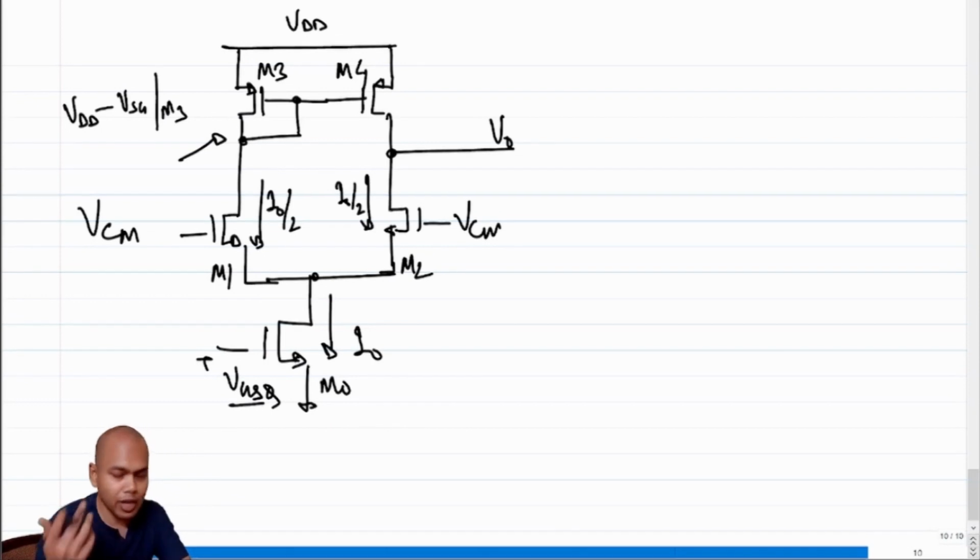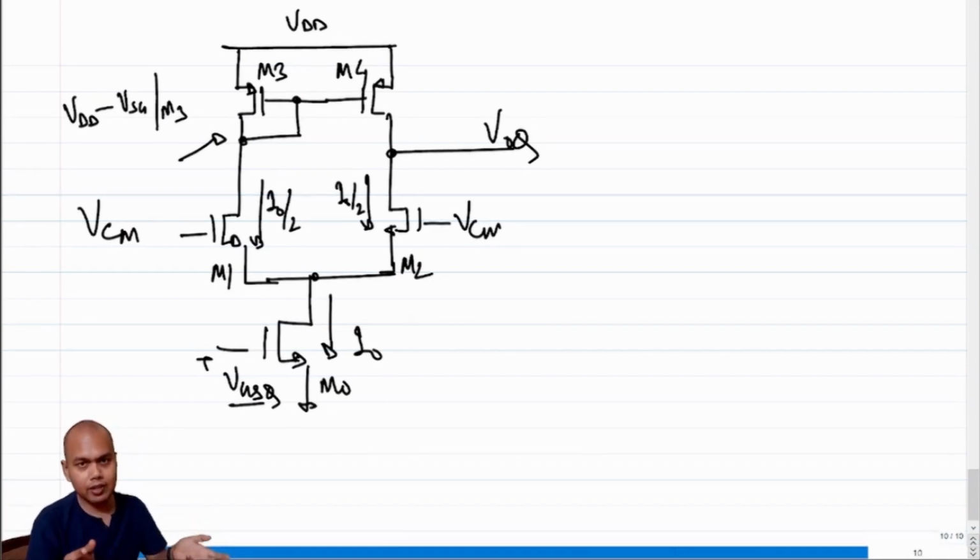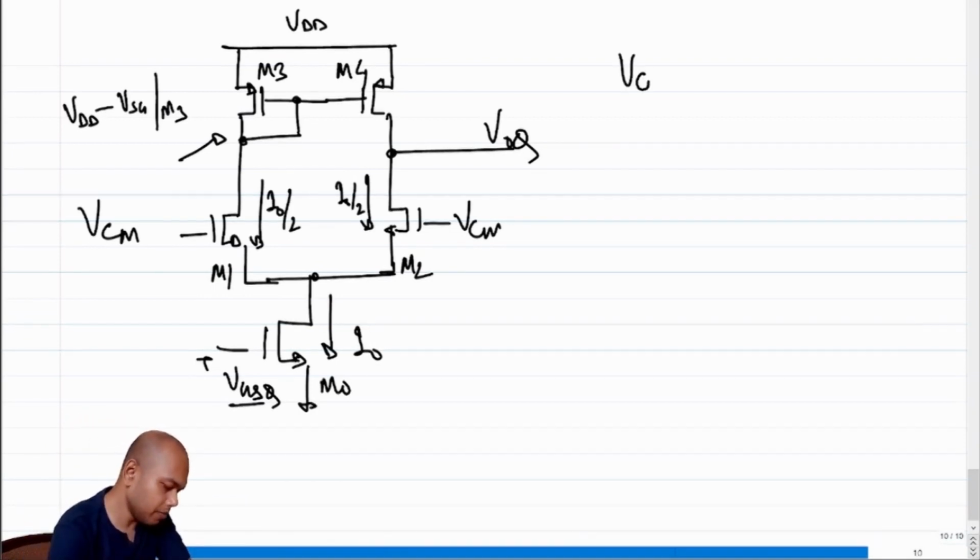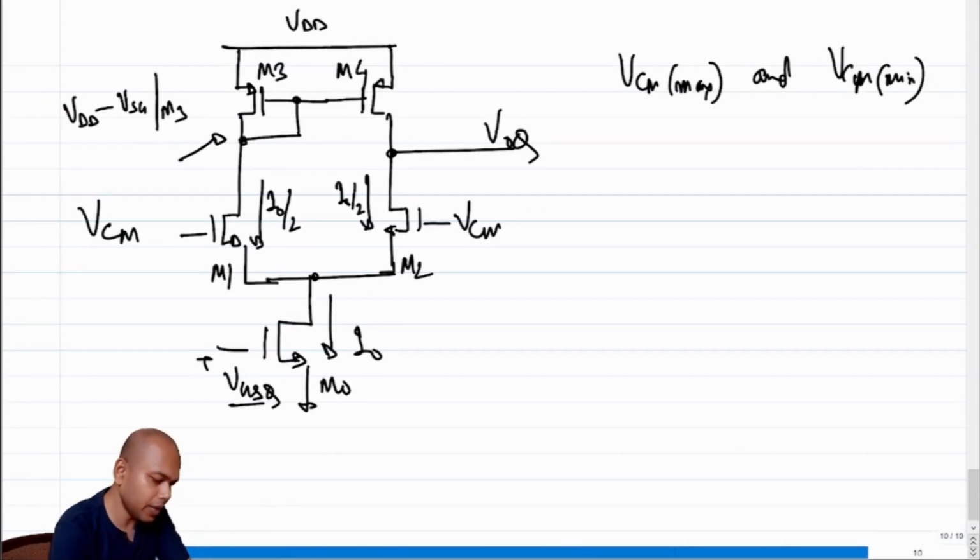Okay, so we have to assume a certain value of V0. Let's assume V0 is at some V0 CM or some V0 Q, and that V0 Q has to be set by some external factors. We haven't yet seen how the external factors set V0 Q, but let's assume it's set. It's given to you by somebody. So the question that we are now asking is, what is VCM max and what is VCM min? This is equivalent to the swing limits condition that we have done for single transistor circuits, right?